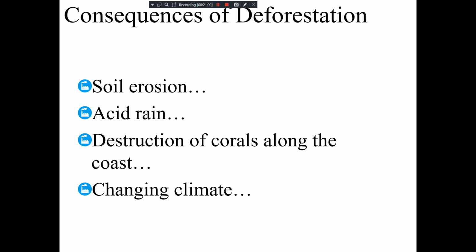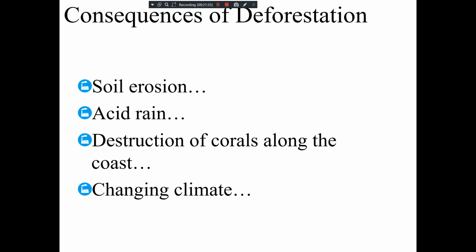How? There will be more pollution because of deforestation, especially the sulfur dioxide content in the atmosphere increases. When the sulfur dioxide content increases in the atmosphere during the rainy season, what happens? Sulfur dioxide reacts with water and it becomes sulfuric acid. And what we get is not the normal rain, it becomes acid rain.